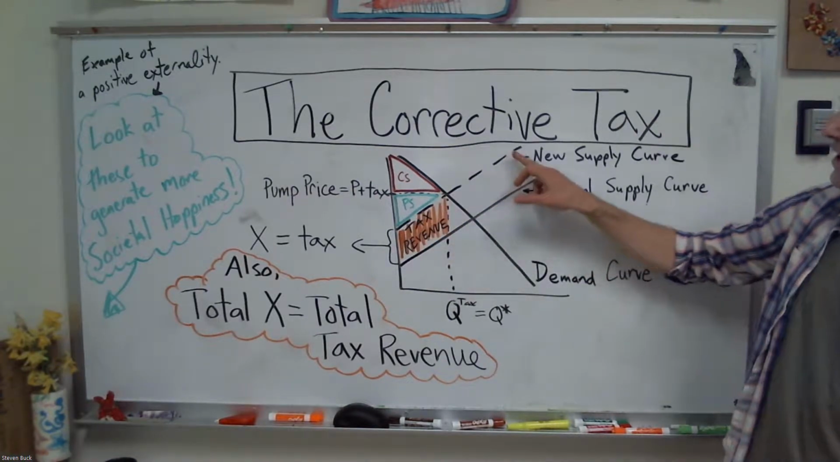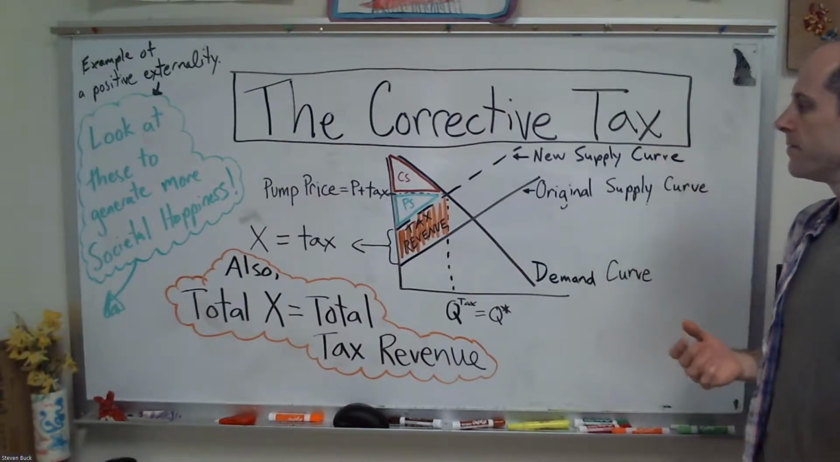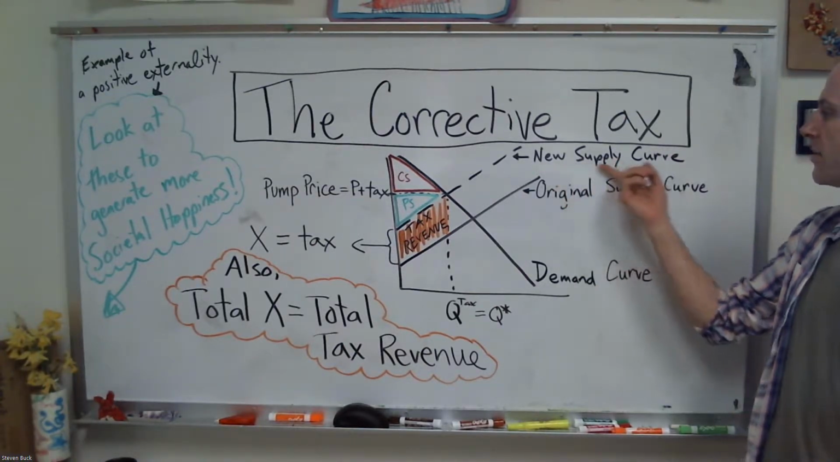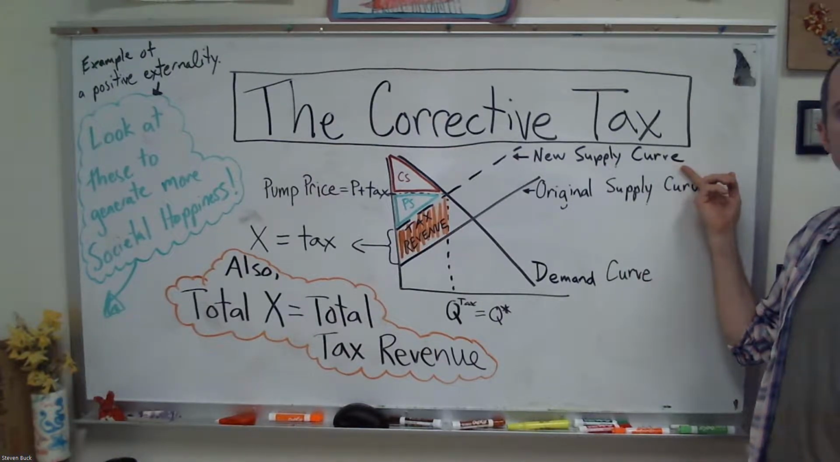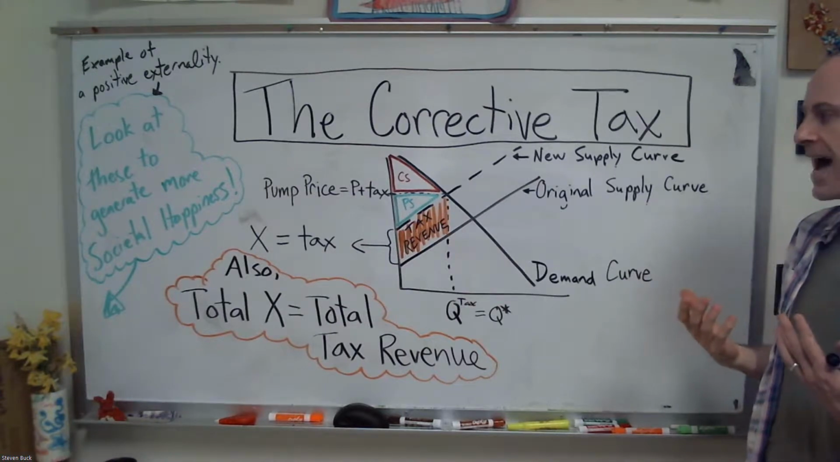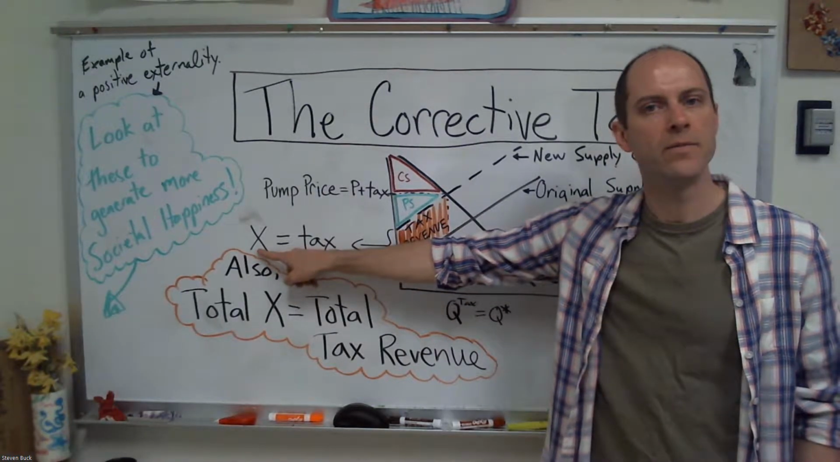We have this other curve here. That's our social marginal cost curve. And after the corrective tax, it's going to become our new supply curve. Why is that? Well, we're going to set a tax that's equal to the externality.